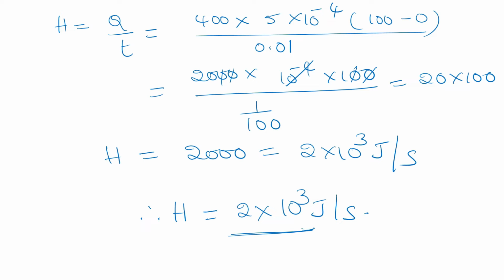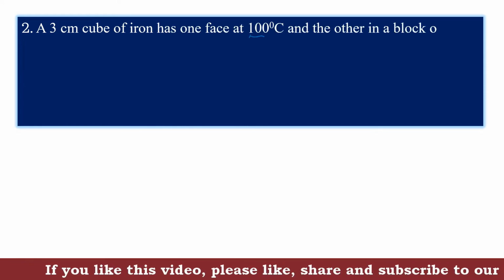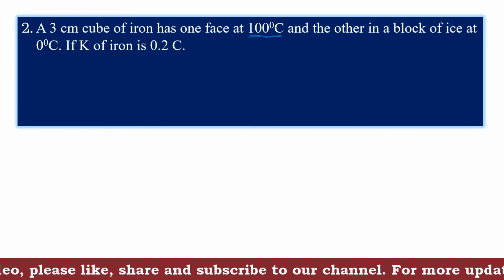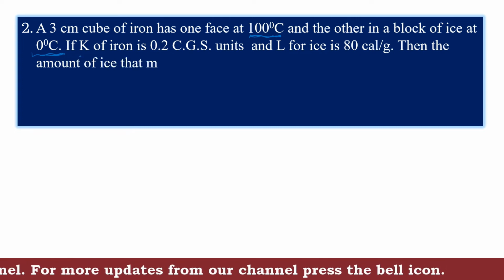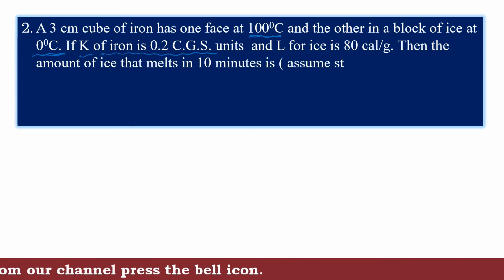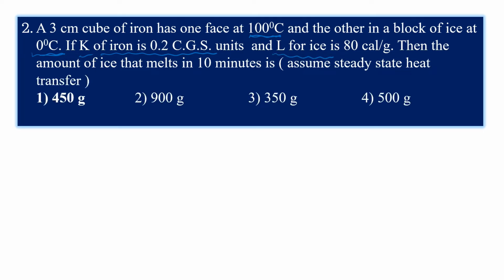Okay, next we will go to the next question. A 3 centimeter cube of iron has one face at 100 degree centigrade and the other in a block of ice at 0 degree centigrade. If the conductivity of iron is 0.2 CGS units and L, the latent heat for ice, is 80 calorie per gram, then the amount of ice that melts in 10 minutes is. Here in this question they have assumed steady state heat transfer.